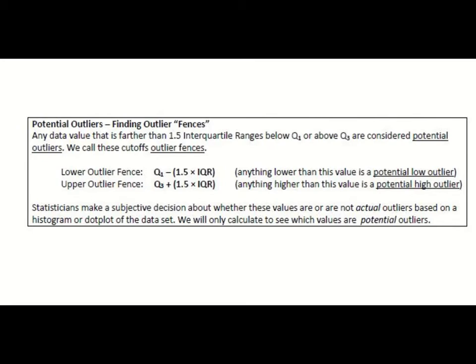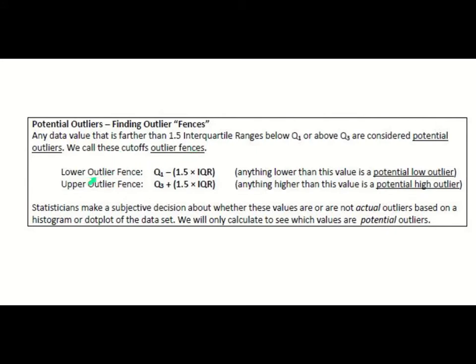Okay, so in order to calculate outliers, you have to find what's called an outlier fence. Basically, this is kind of like a boundary, so that anything that is above or below these numbers would be considered an outlier. So it's considered a fence. So any data value that is farther than 1.5 times the interquartile range below or above quartile 1 or quartile 3 is considered a potential outlier. These we call cutoff outlier fences.